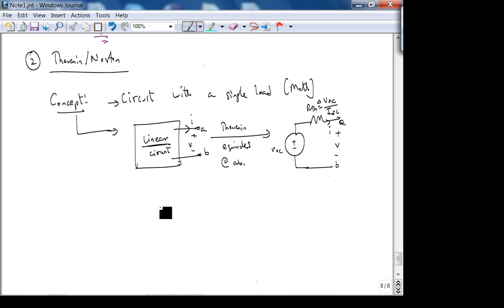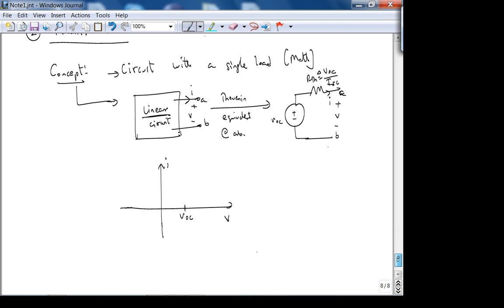Thevenin was a French engineer who figured out the easiest 2 points to describe are the intercepts. That's it. The open circuit voltage is one intercept. The short circuit current, okay. Let's be really careful, right? This is the crux behind Thevenin's theorem. Let's see if you really understand this.